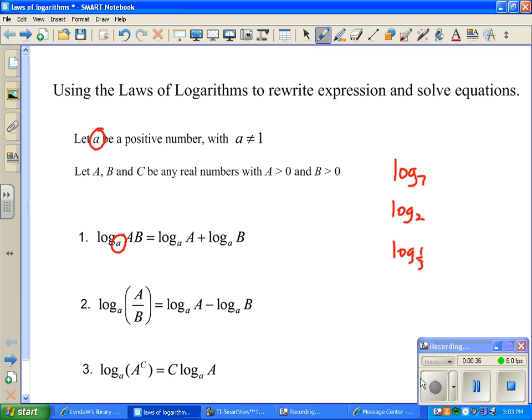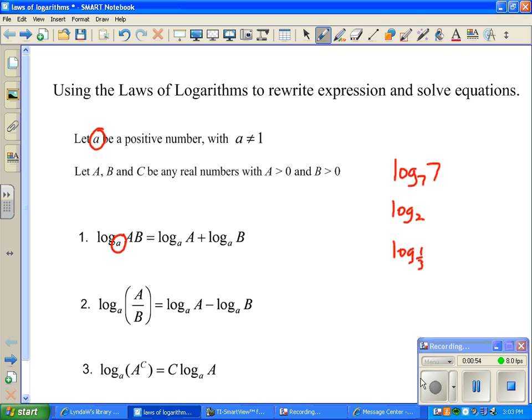Okay, now big A, B, and C are also going to be real numbers. A and B are both going to be positive. C could be a negative, and I can show you an example of that. But A and B, it might be an example where we want log base 7 of 7.